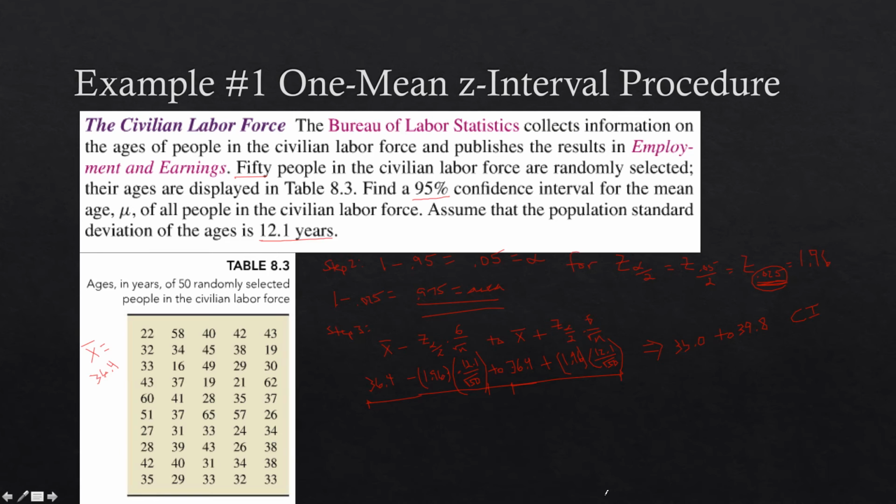Now, what does this mean? Well, what this says is that we can be 95% confident that the mean lies in this interval. We're 95% confident that the mean lies in the interval from 33.0 to 39.8. Now your book's going to call it a 3-step process. I call it a 4-step process for getting your confidence interval. So keep that in mind.